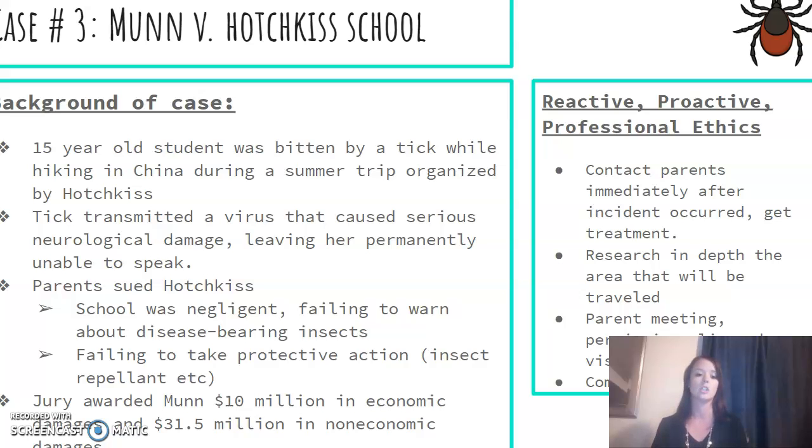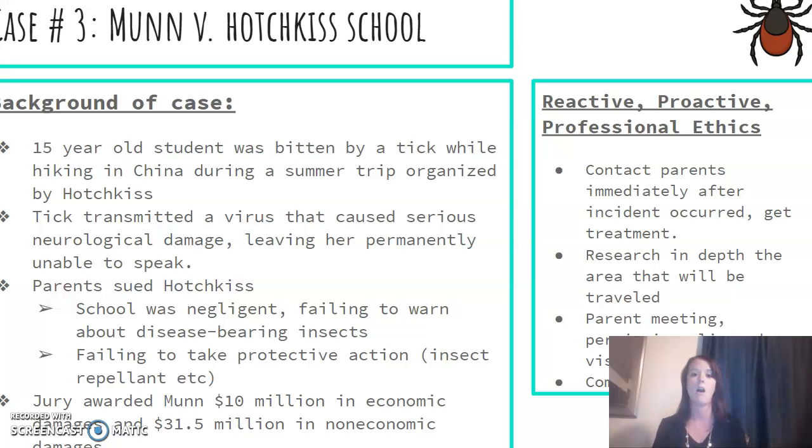So this essentially ruled out. The jury awarded the family $10 million in economic damages and about $31 million in non-economic damages, which is a significant amount of money. Obviously, this is a really serious case. And unfortunately, the student ended up having long-term permanent damage. But I think it's something, too, that if you're being proactive, which I'll talk about in a second, there are potential ways to avoid the lawsuit.